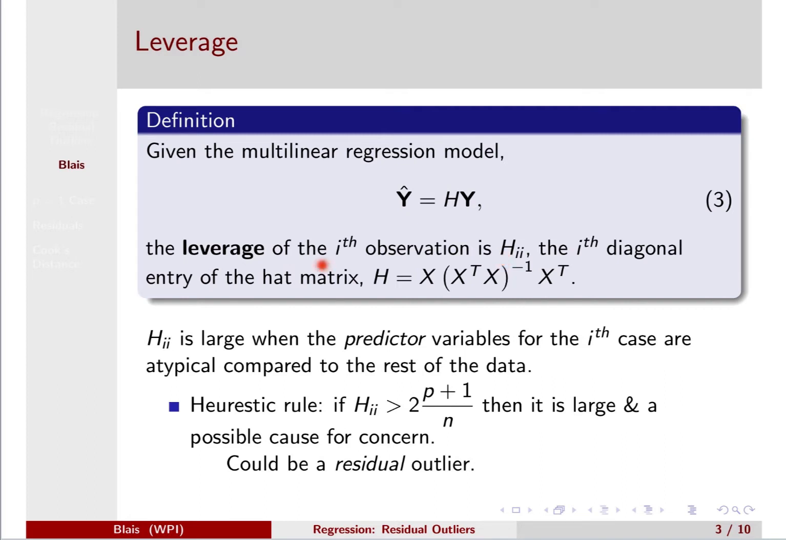And so each observation has its own leverage coming from that hat matrix. And we note that if H_ii is large, then the predictor observation is an outlier in the ith case. And so if we have H_ii being more than twice the average of the H_ii, then it may be a cause for concern because it is an outlier with respect to the rest of the predictor observations.